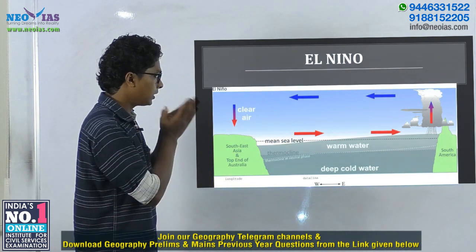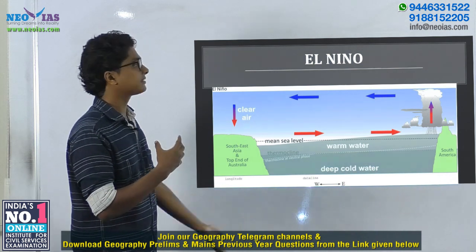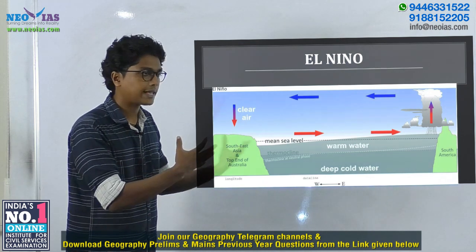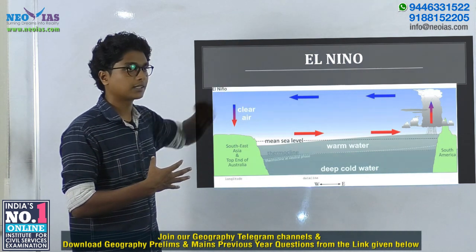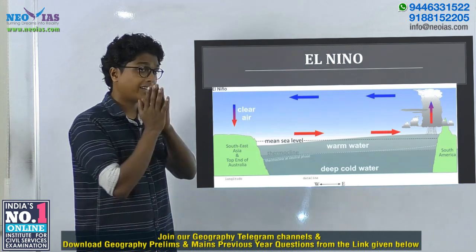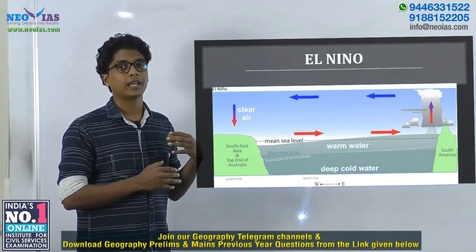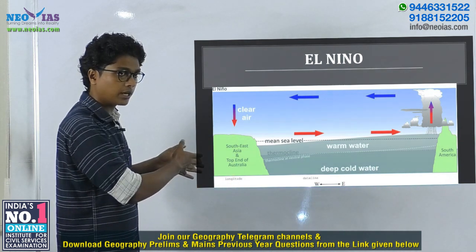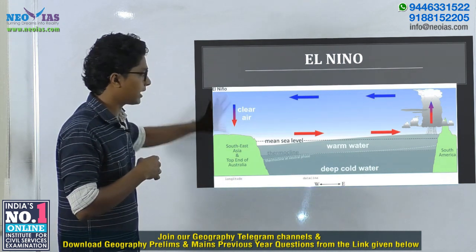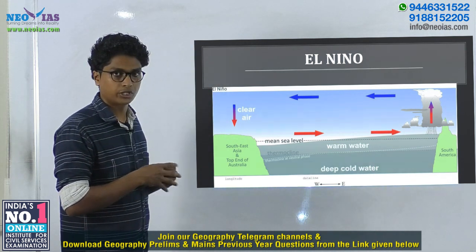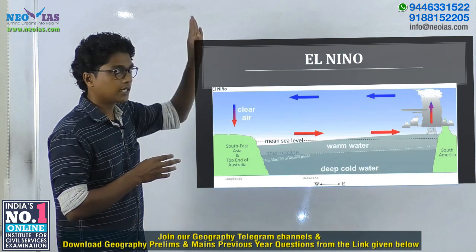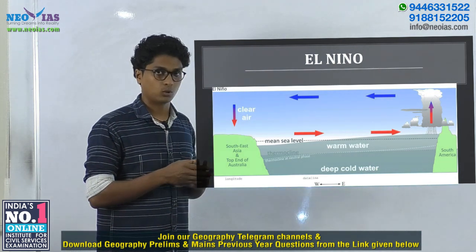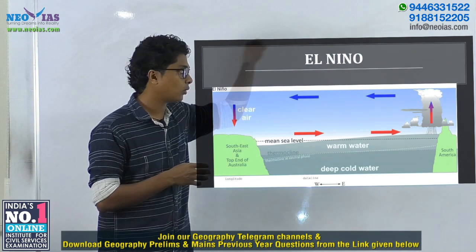Okay, now think about this. Wherever we have ascending air, all the water vapor, dust particles, everything will be carried upward, resulting in more cloud formation. So wherever we have upward moving air, we will have more rainfall, right? During the normal condition, there was more rainfall for Australia or the Indonesian coast. But during an El Nino year, more rainfall will be there for the South American coast because the air is ascending there. More clouds will be building up there.